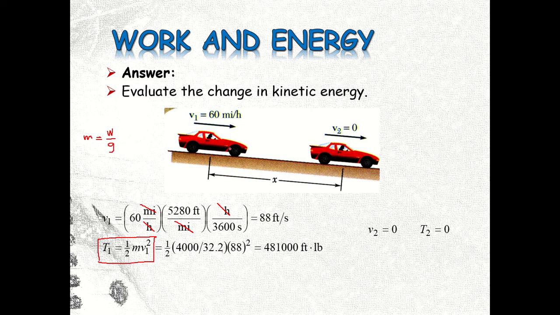Okay, and take note that the velocity initially is v1, which is 60 miles per hour. When the car stops, the velocity becomes 0. And then the kinetic energy at this point is also equal to 0. From the formula, the kinetic energy at this point is 1/2 mv squared, where our v is v2. But v2 is equal to 0 when the car stops, so therefore T2 is also equal to 0. That's the reason why we have T2 equal to 0.